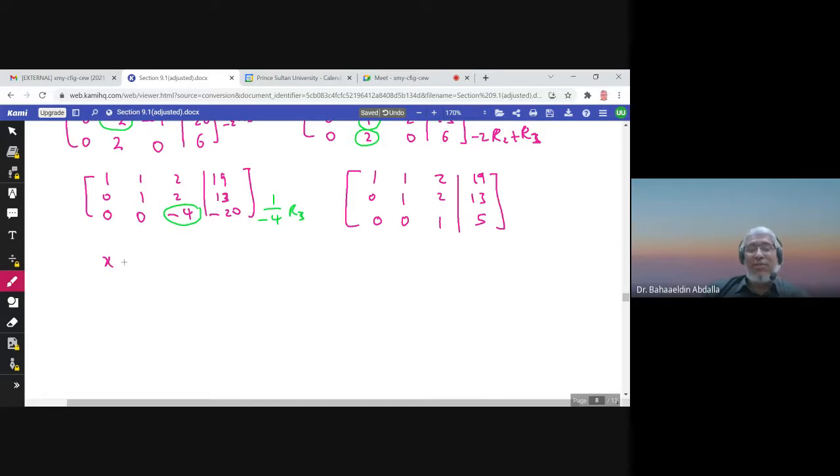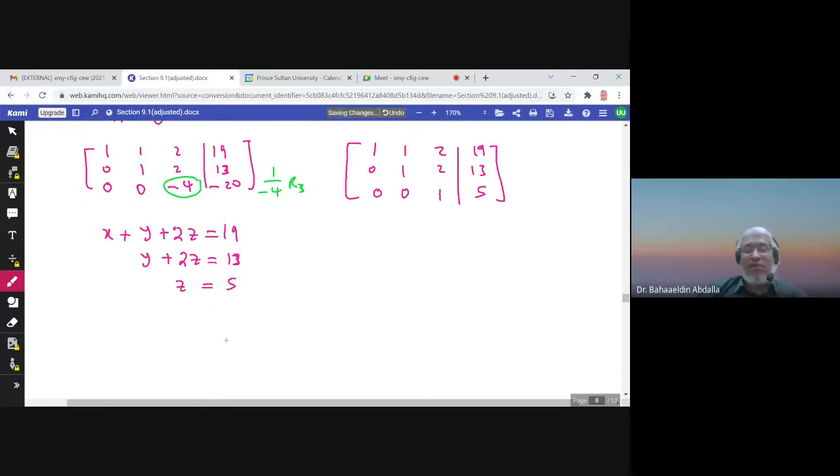Write the system. The first equation would be x plus y plus 2z equals 19. The second equation would be y, because the coefficient of x is 0, plus 2z equals 13. And x and y are zeros, so z is equal to 5. So I have the value of z from the last equation.